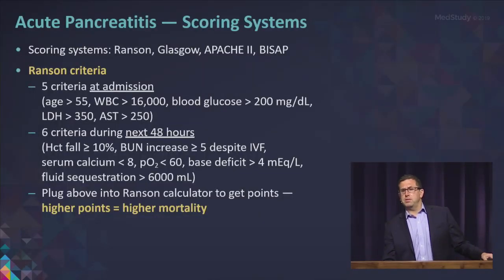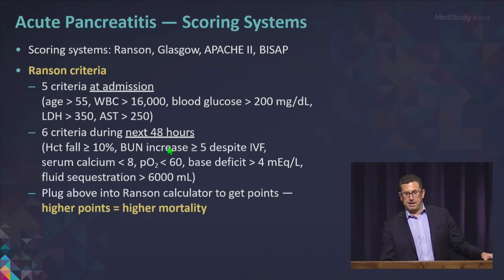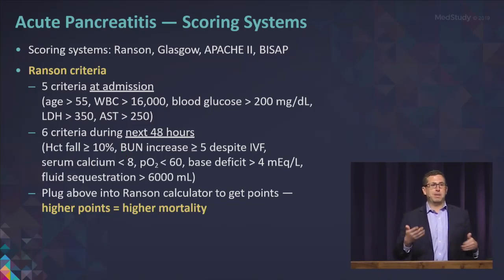There are a number of scoring systems that you may see out there: Ranson, Glasgow, APACHE. I'd say the Ranson is what they really like to hone in on. That's probably the most tested. I'm sure you've seen this before. There are 5 criteria on admission, and then 6 criteria during the next 48 hours. You plug these variables into the Ranson calculator, and the higher the points, the higher the mortality. Key points about this are that if the BUN is high or the hematocrit falls, both of these things imply that you're not keeping up with IV hydration, which is bad. You really want to keep up with IV fluids for acute pancreatitis.